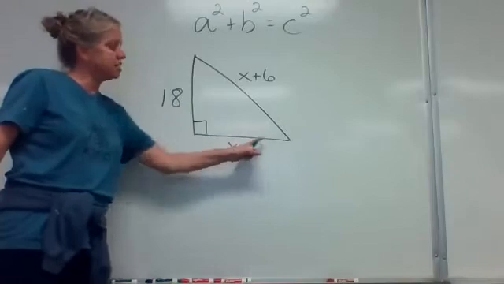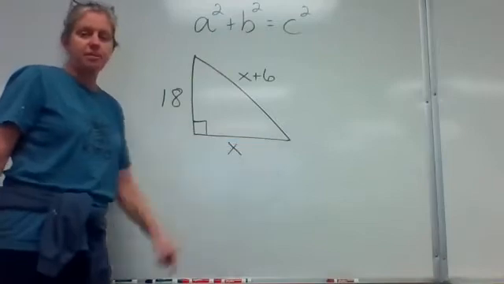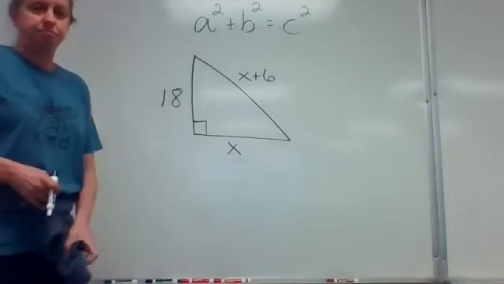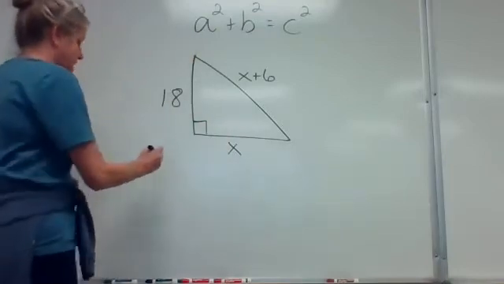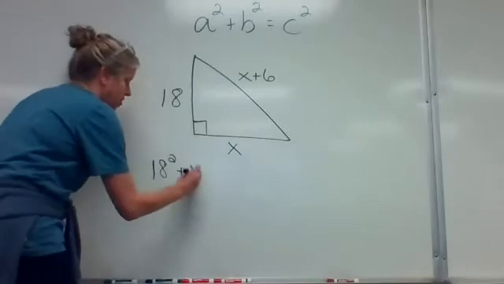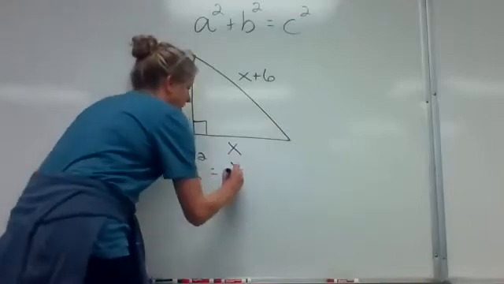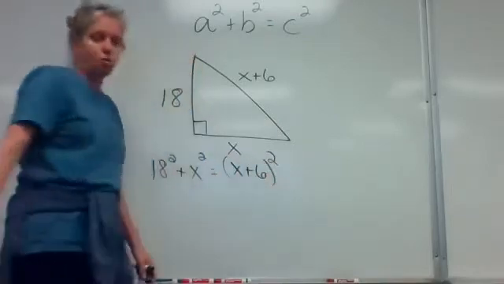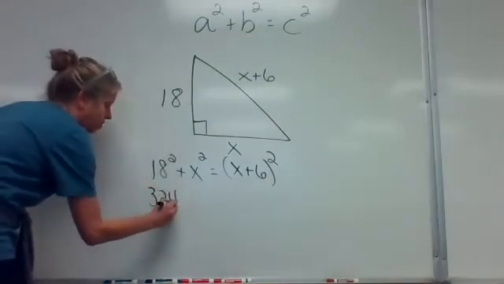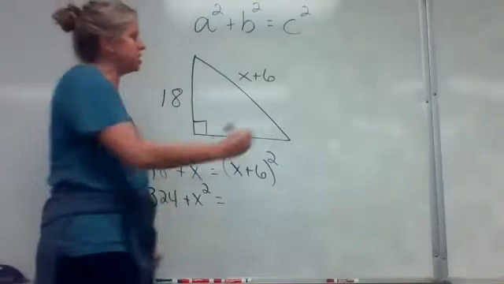Okay, these two sides are your A and B sides. The side opposite of the right angle is your C side. Okay, so let's see. A squared would be 18 squared plus this side squared, so x squared is equal to this side, so x plus 6 squared. So over here, 18 squared is 324 plus x squared equals, over here I've got x plus 6 squared.